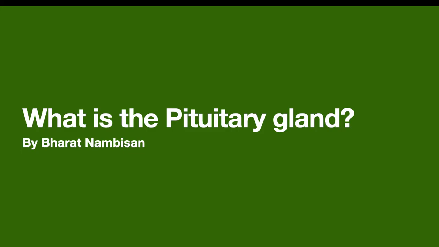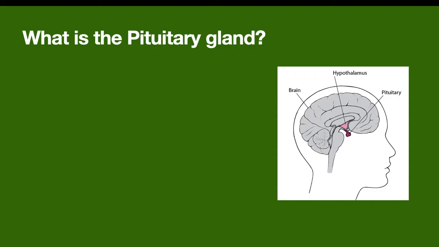Everyone, so today we'll be talking about what is the pituitary gland. So what is the pituitary gland? Well, the pituitary gland is a part of the brain and it's located right below what we call the hypothalamus, and it's over here, this light pink part. And the pituitary is this more darker pink.